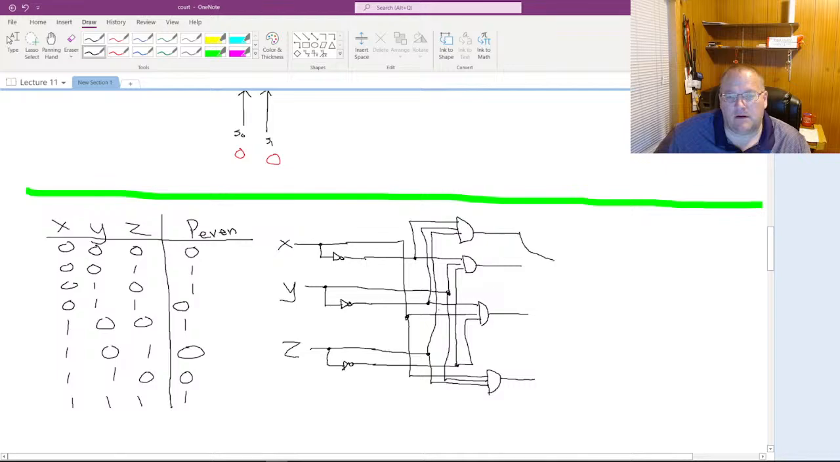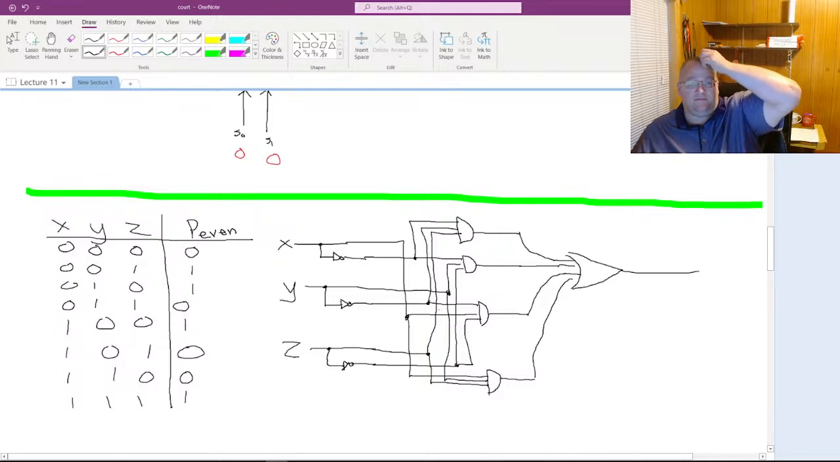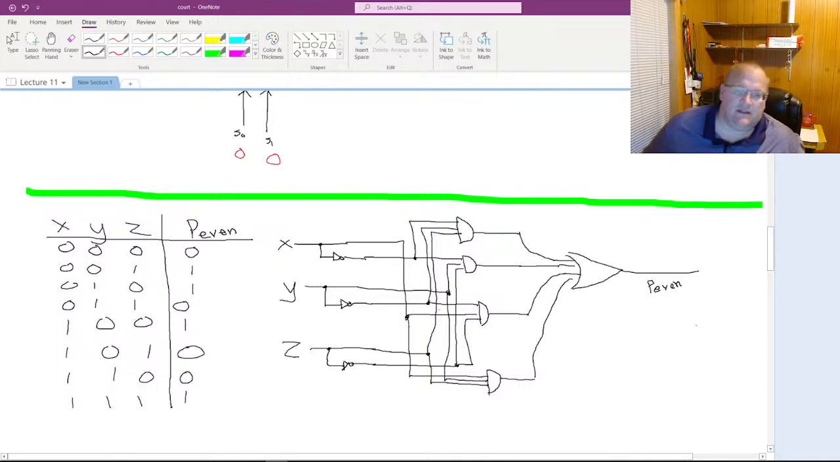And then we bring them all together in one big AND statement. Nope, not an AND, sorry, that's my mistake. One big OR statement. So this becomes our P even. So we don't have to do any calculations in RAM or anything else in assembly. We just have this gate that takes those three inputs and generates our P even.